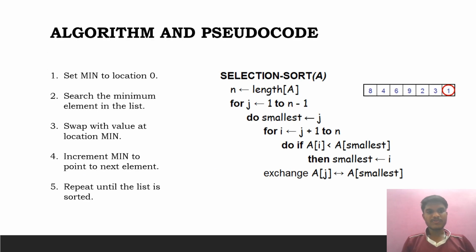Algorithm and pseudocode for selection sorting. Firstly, we will set minimum to the location 0, then search for the minimum element in the list, and then swap it with the value at the location of minimum, then increment the minimum to point to the next element. We will repeat this until the list is sorted.